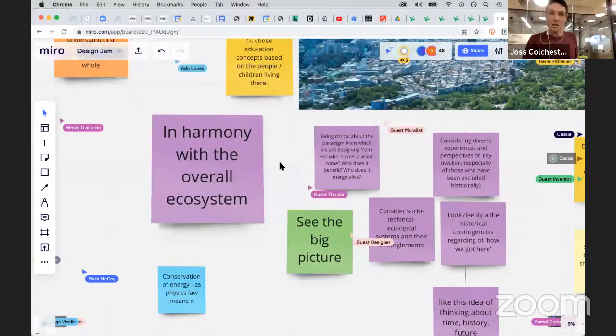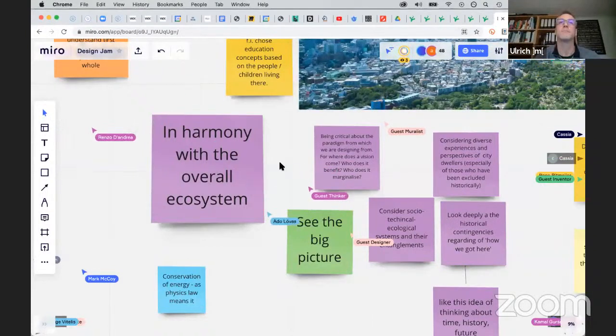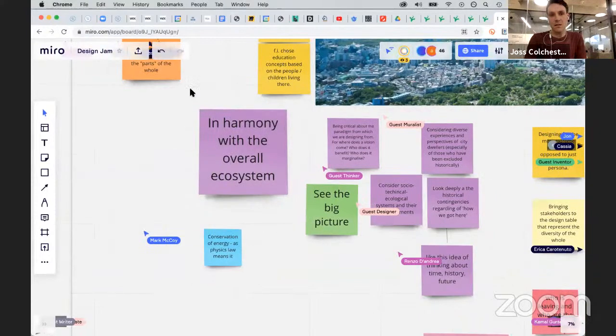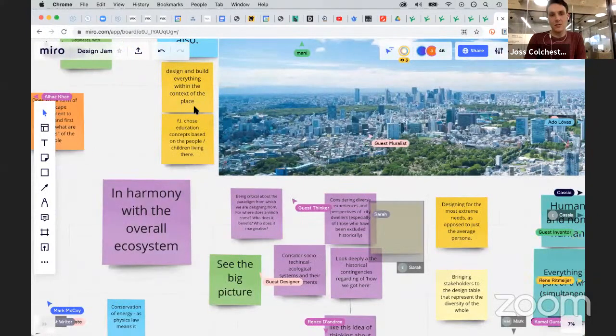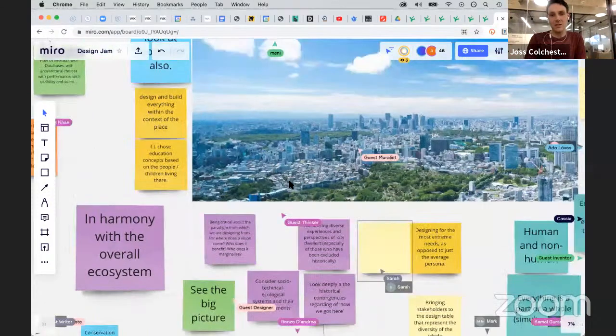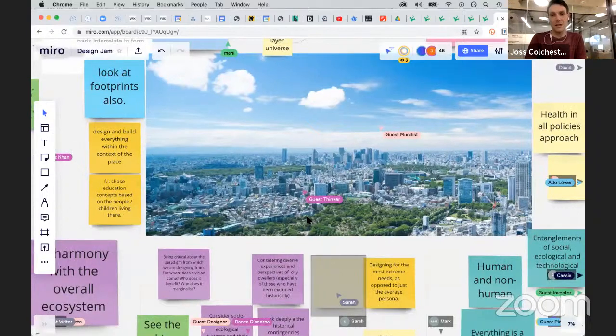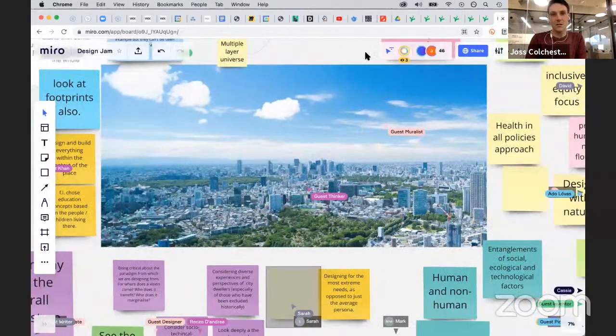In harmony with the overall system? One way of thinking about it is trying to design something that's in harmony with the environment, and you're talking about place-based approaches here, designing a system. It's the problem we have, isn't it? We design these things not really in harmony with their environment. A lot of dis-synergies.